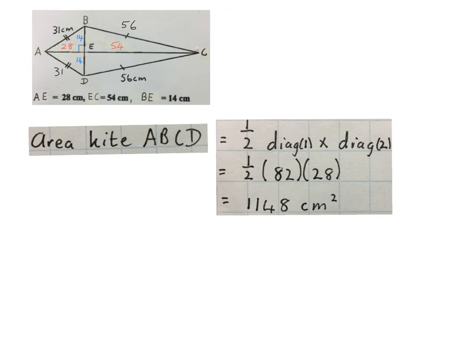Then use a calculator to multiply this out. And your final answer is the area of kite ABCD is 1,148 centimeters square. Area is always centimeters square.